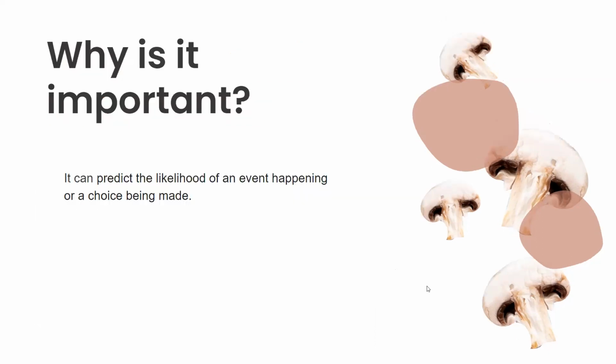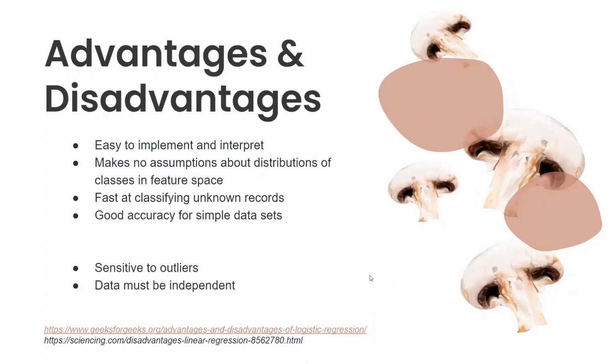So why is logistic regression important? It can predict the likelihood of an event happening or a choice being made. It makes no assumptions. It's fast at classifying unknown records, and it has good accuracy for simple data sets. Disadvantages are that it's sensitive to outliers.